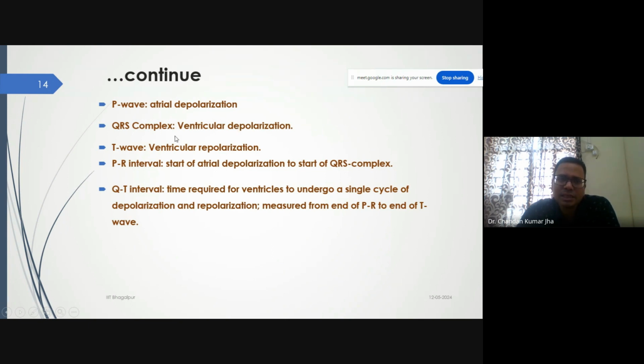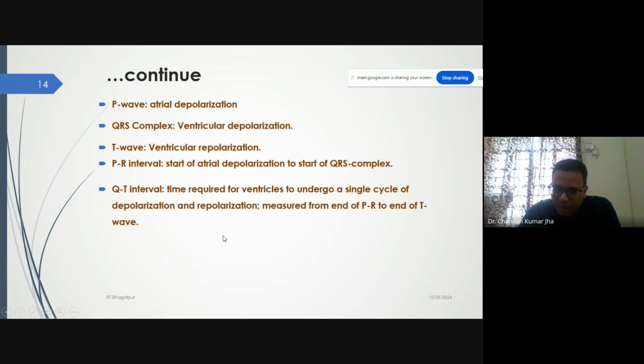QRS complex indicates ventricular depolarization. You know that there are 2 ventricles, so it just denotes ventricular depolarization. The T wave indicates ventricular repolarization. PR interval, start of atrial depolarization to start of QRS complex. QT interval, time required for ventricles to undergo a single cycle of depolarization and repolarization. So this indicates QT interval.